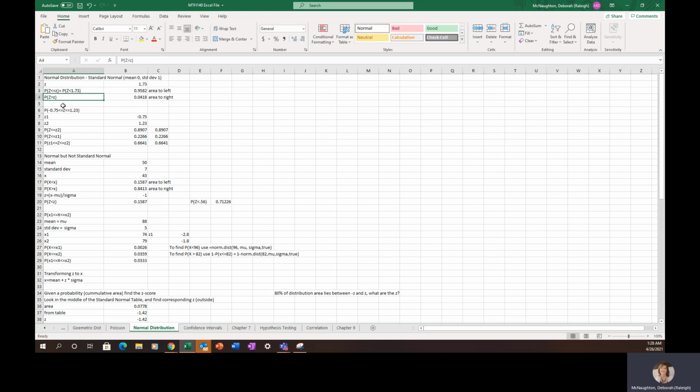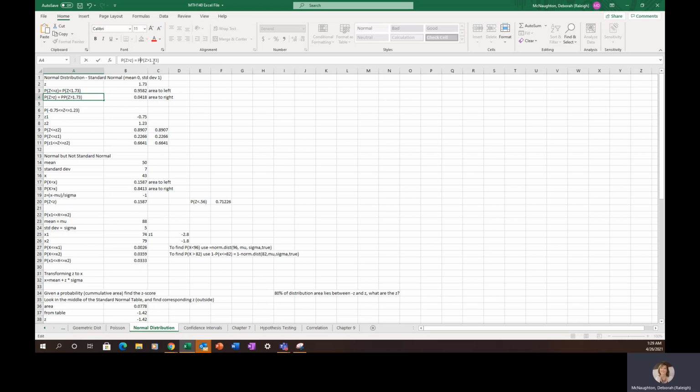1.73. Okay, and then if I want the probability that z is greater than a value, which is the probability that z is greater than 1.73, I want to remind you, it doesn't matter whether I say greater than or greater than or equal to. It doesn't matter because this is a continuous distribution, so there is no probability value associated with z equals 1.73. So less than and less than or equal to are the same.